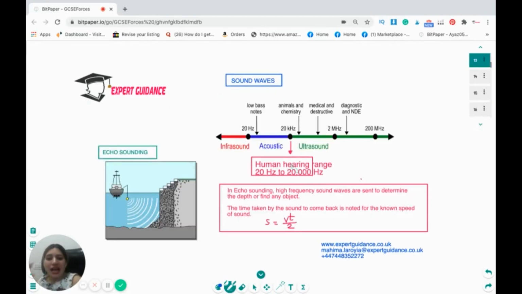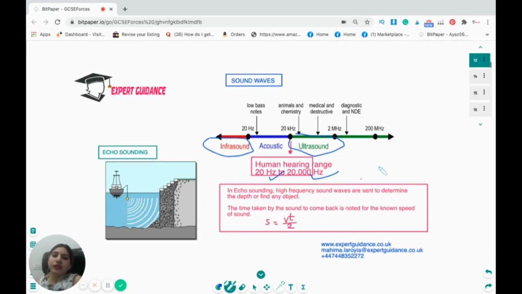Right? Now, sound waves can have any frequency, but there is a human hearing range, which is from 20 hertz to 20,000 hertz. That's the human hearing range. Now, any sound wave which is less than 20 hertz is known as infrasound, and the sound waves which are greater than 20,000 hertz are ultrasound, and we cannot hear the ultrasounds.